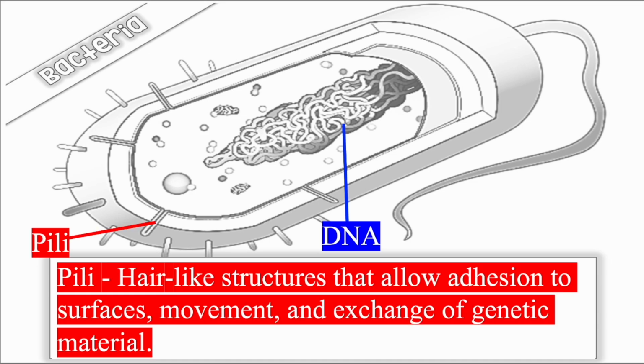Pili are thin, rigid fiber structures made of protein that protrude from the cell membrane of bacteria. Pili are also used for adhesion. This adhesion is critical for the establishment of infections in host organisms. Some pili, known as sex pili, play a role in bacterial conjugation. Conjugation is a process where two bacterial cells transfer genetic material between them.